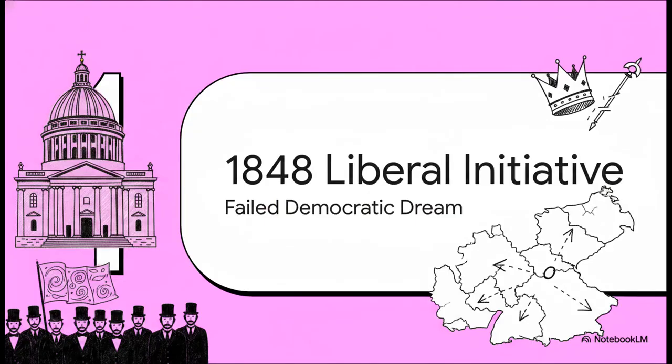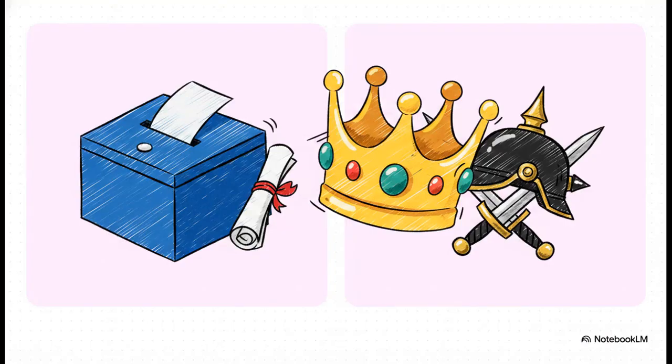All right, Section 1, the 1848 Liberal Initiative, or as I like to call it, the failed democratic dream. So taking a step back to 1848, nationalist feelings were actually really common among the German middle class. Professionals, businessmen, prosperous artisans, they had this huge, ambitious vision. They even got together in Frankfurt, right inside the Church of St. Paul, and convened a parliament. Their dream was a united German nation, but one that was headed by a monarchy subject to a parliament. Basically, a constitutional monarchy.